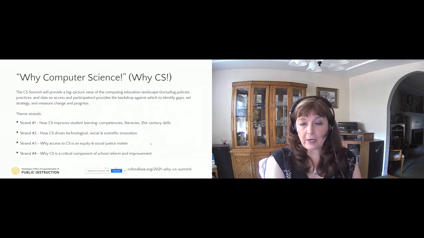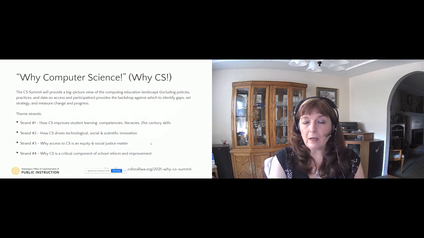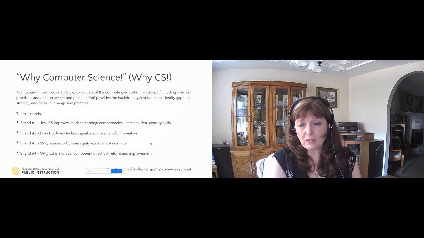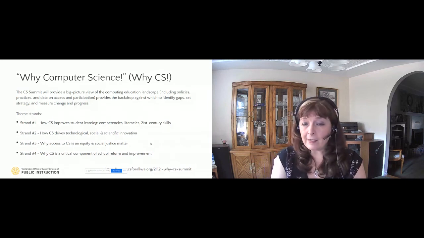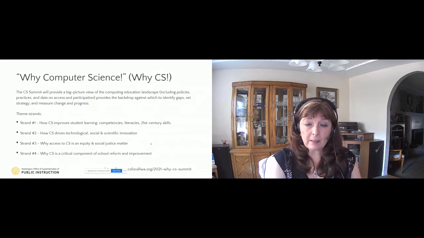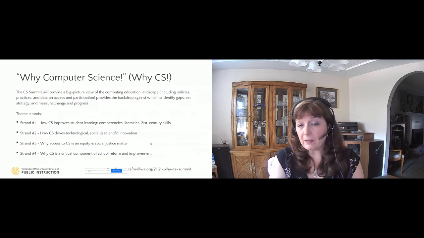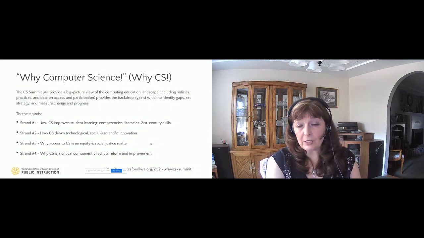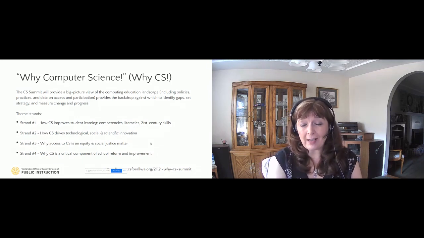The different strands you'll see are really focused around why computer science. So why do we want computer science in the classroom? Why do we want it in the school? I think one of the things that high schools really have to think about is there's a Senate bill 5088, which says that by next year, all high schools will offer a computer science course. So what does that look like?